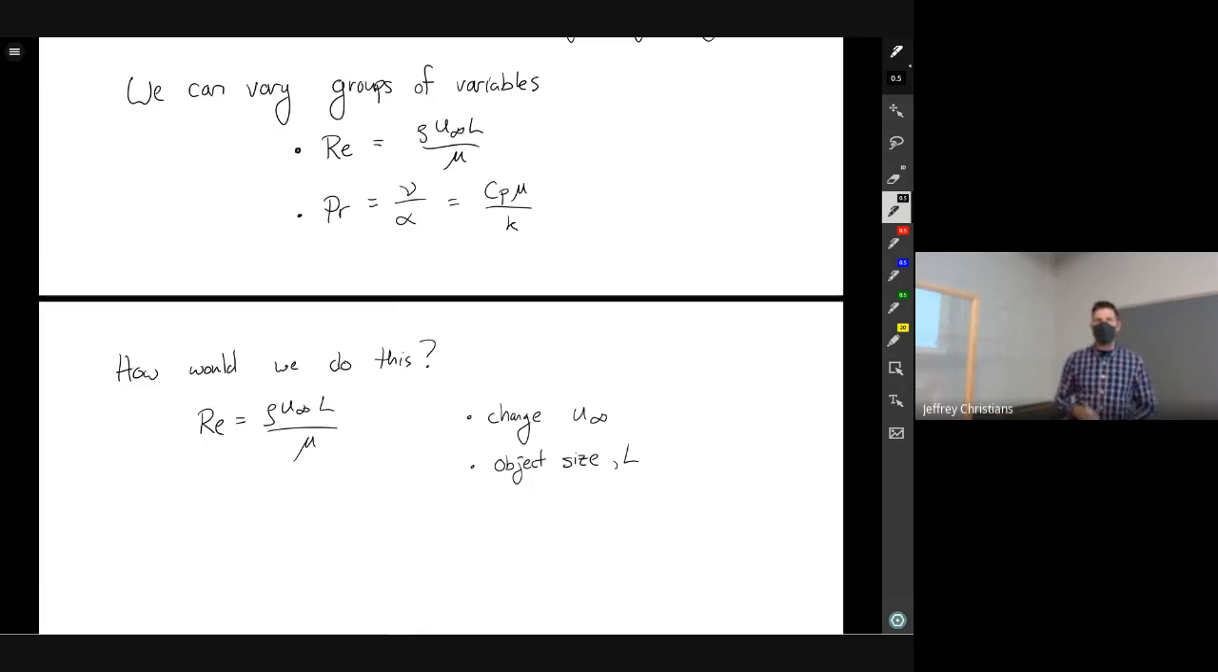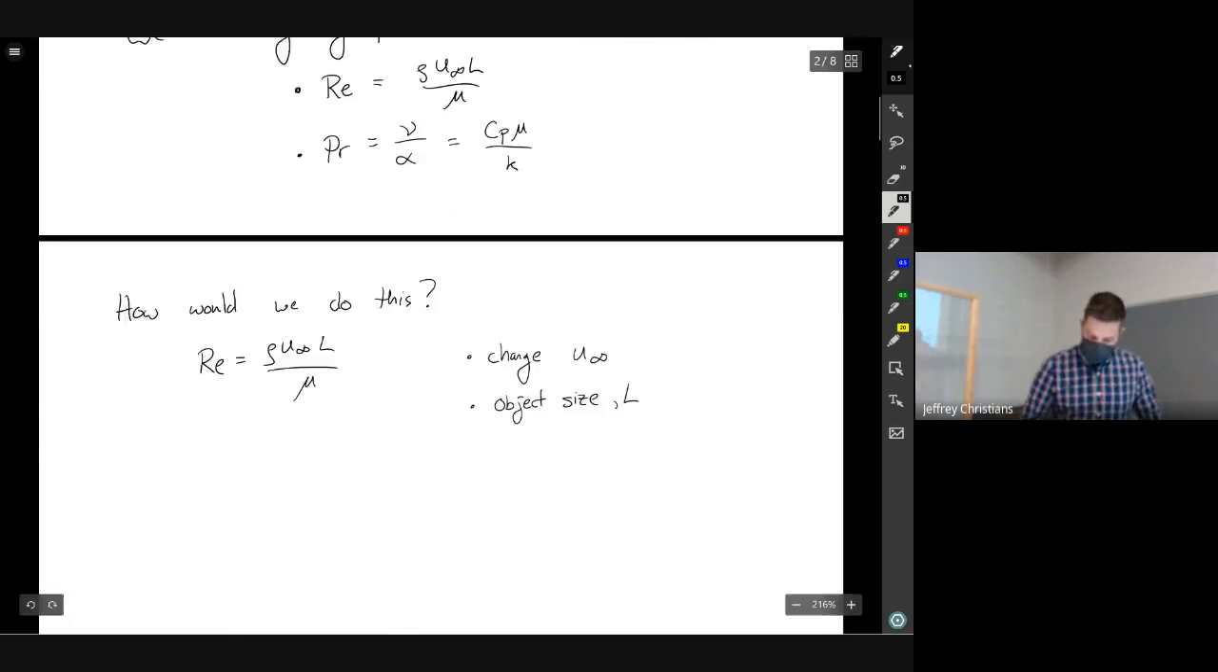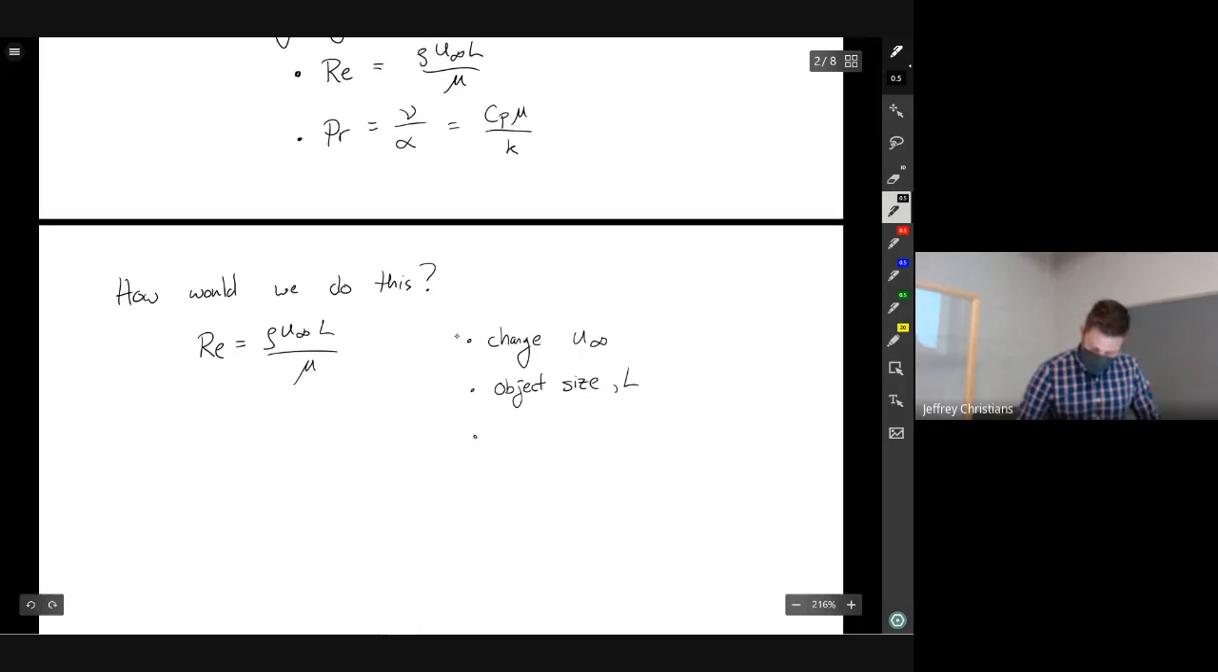Density and viscosity, you can also change those. If you change to a different fluid, say you change from air to water, that's going to change the Reynolds number quite a bit because it's going to change the density and viscosity both. So another option is to change fluids.